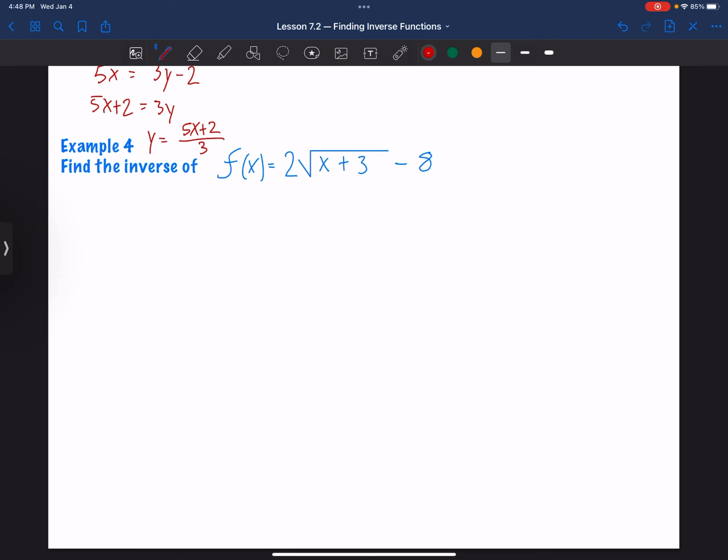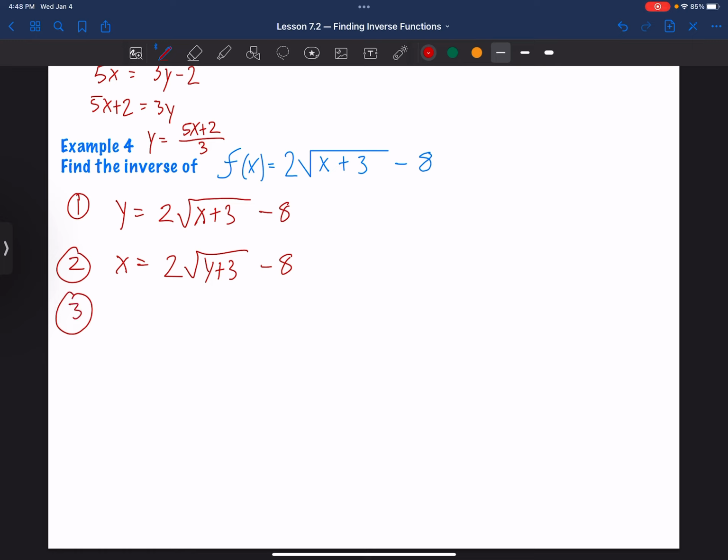So step 1, I'm going to rewrite this function as y. So y equals 2 root x plus 3 minus 8. Now swap x and y. That's step 2. So like so. I have switched x and y. And now I just solve for y. So I'm going to just gradually peel off these things. The first thing I'll do is add 8. So I got x plus 8 equals 2 root y plus 3. We'll divide both sides by 2 here.